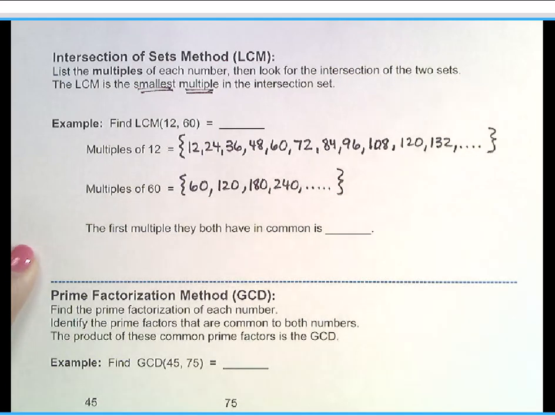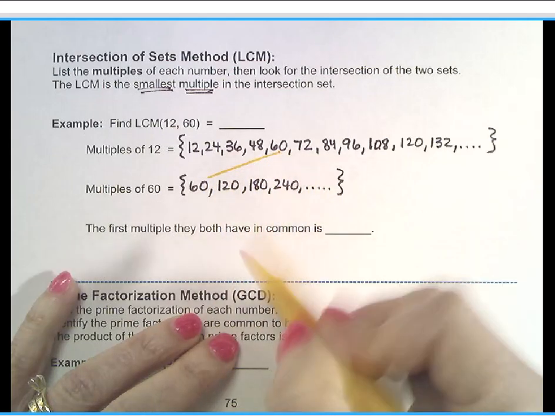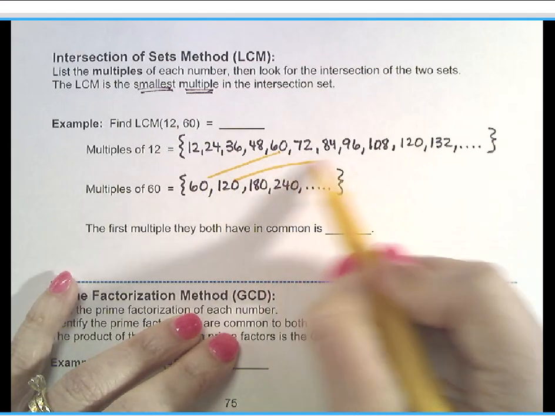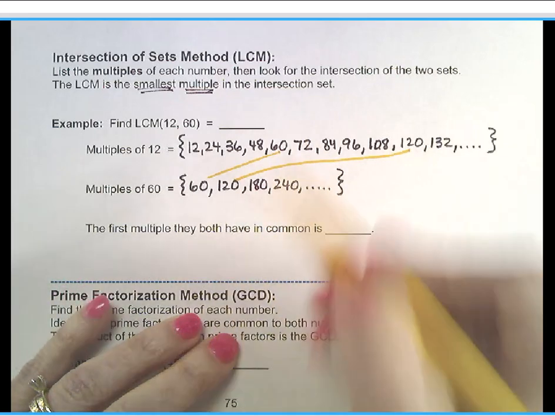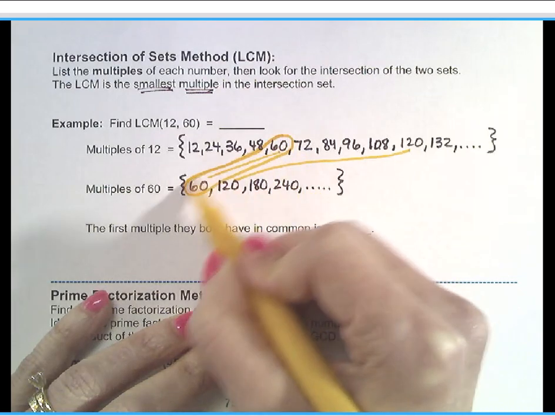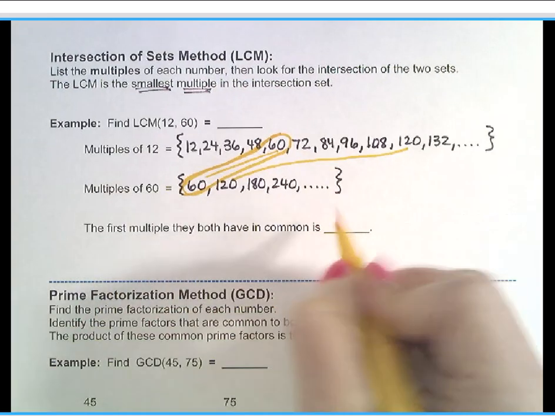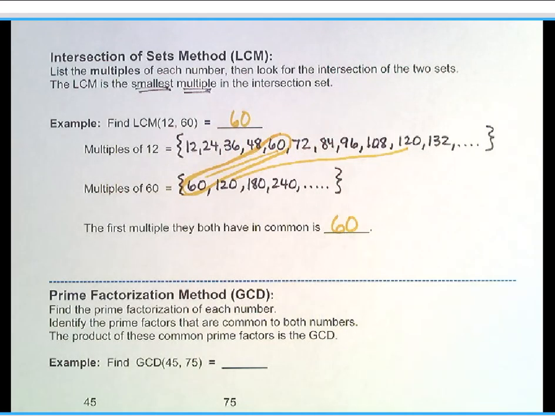Okay, you're looking for the ones that are common. The first one that they have in common is 60. But I do want you to notice they also have 120 in common. They have others in common. But we're looking for the smallest one. So the smallest one is actually going to be 60. The first multiple they both have in common is 60. So the LCM is going to be 60. And that's how you do intersection of sets for GCD and LCM.